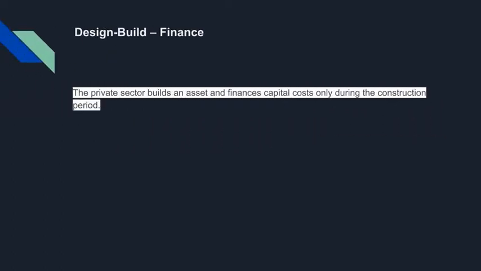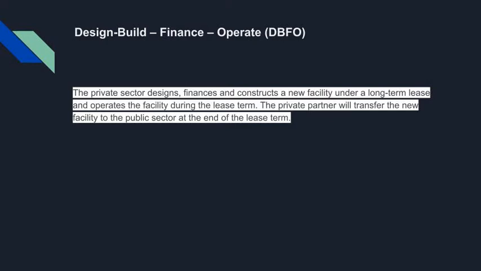Design-build finance. The private sector builds an asset and finances capital costs only during the construction period. Design-build finance operate. The private sector designs, finances and constructs a new facility under a long-term lease and operates the facility during the lease term. The private partner will transfer the new facility to the public sector at the end of the lease term.